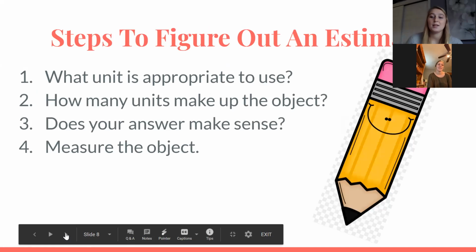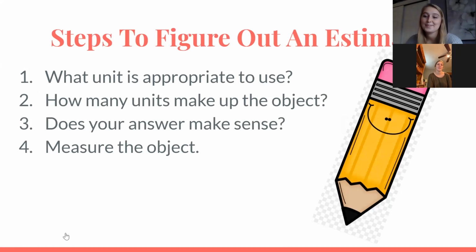All right, next. Our steps to figure out an estimate. The steps that you would take to figure out an estimate are as follows. First you would think about what unit is appropriate to use. Like you just saw Mrs. O'Donnell doing, she was thinking in her head, okay, looking at this pen, would I use inches or would I use feet to measure this? And then you would say, I would think more so inches because a foot would just be a little bit too big. And then you would think about how many units make up that object. So I'm going to guess maybe 6 inches to make up the pen length.